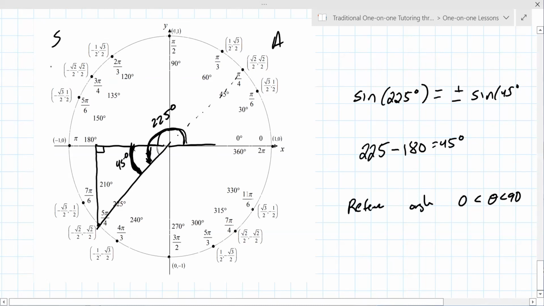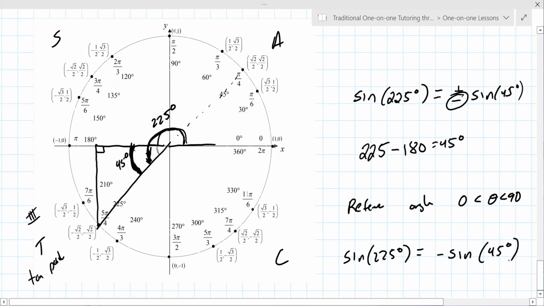Now ASTC. In this quadrant, tangent is positive. That means sine and cosine are negative. So that means it's negative in this quadrant, quadrant 3. So the sine of 225 degrees is equal to the negative sine of 45 degrees. And if you know your first quadrant really well, you know the sine of 45 is root 2 over 2, and then you just negate it. Okay, so we're going to go to the fourth quadrant now and do an example.